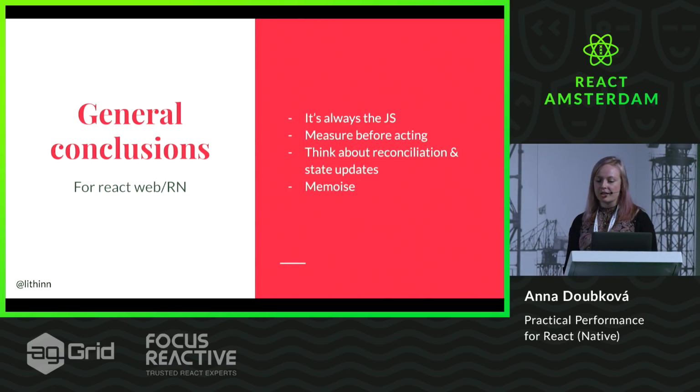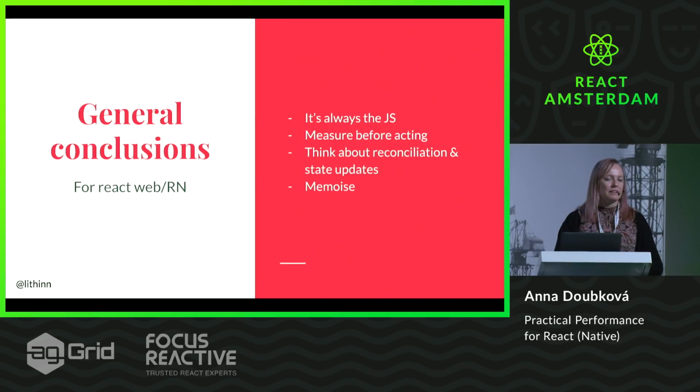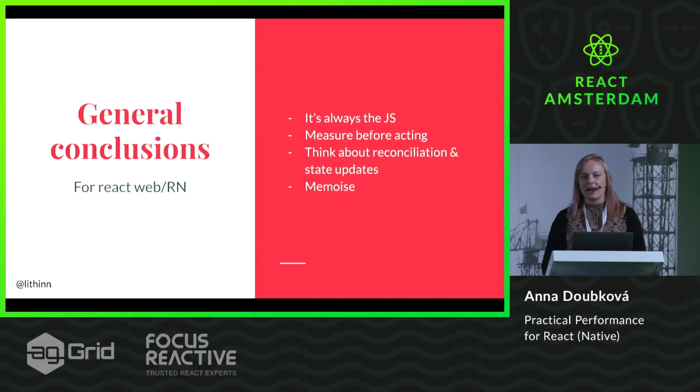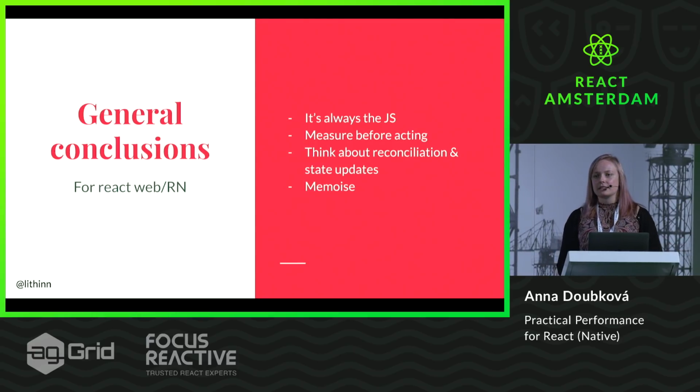So the general conclusions when it comes to JavaScript is, it's usually the JavaScript thread. Let's face it, most of us will never do anything so complicated in the UI that it will start impacting the UI thread. So look at the perf monitor, and it will likely show you that it's the JavaScript thread struggling. Always measure before acting. What I have shown you of the measurements and the problems we found apply to our application, it's quite possible that your case will be very different. Think about reconciliation and state updates as you're writing your code. These are the patterns that we actually find quite useful to use, even if there are no immediate performance issues.